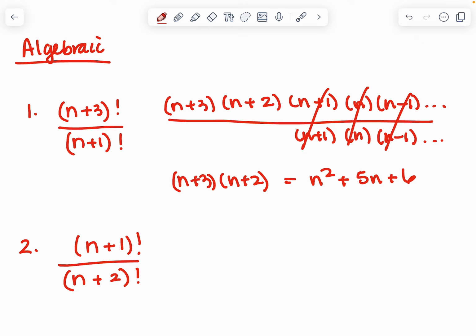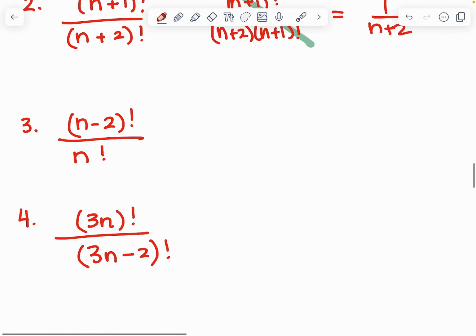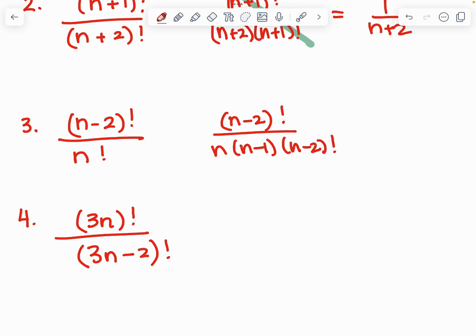The same thing is going to happen for this next one, except we notice the larger one's on the denominator. So n plus 1 factorial can stay, and n plus 2 times n plus 1 factorial, because that is built within, these would actually be the same and be able to be canceled, leaving a final answer of 1 over n plus 2. Okay, so let's take a look at number 3. Which one is larger? Which one has the other one embedded into it? It's the denominator. So n minus 2 factorial can stay, whereas the top would be n times n minus 1 times n minus 2 factorial. So that is going to simplify to just 1 over n squared minus n. Final answer.